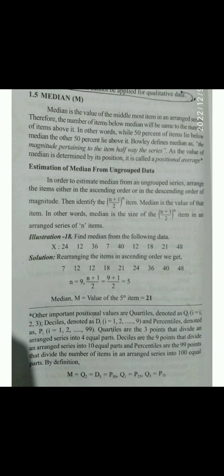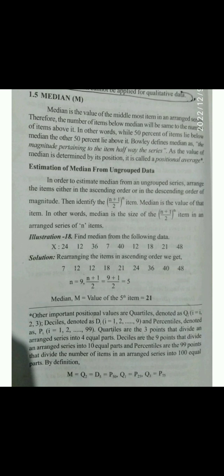Bowley defines the median as the magnitude pertaining to the item halfway in the series, as the value of the median is determined by its position, called positional value. So median simply means the positional value of the item. That's why the median is called a positional average.